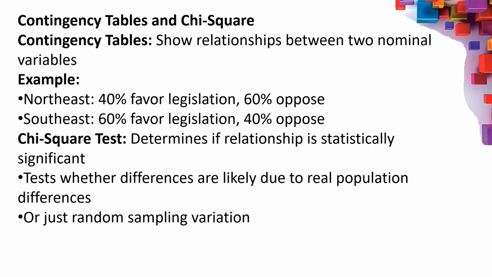When you want to explore relationships between nominal variables, contingency tables are your tool. They show how 2 variables relate to each other. But the pattern you see might be due to random sampling variation. The chi-square test helps you determine if the relationship is statistically significant, meaning it's unlikely to be due to chance alone.